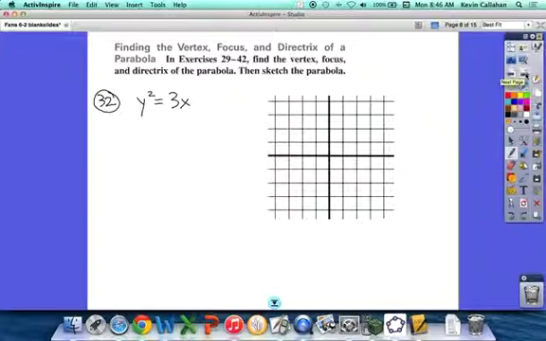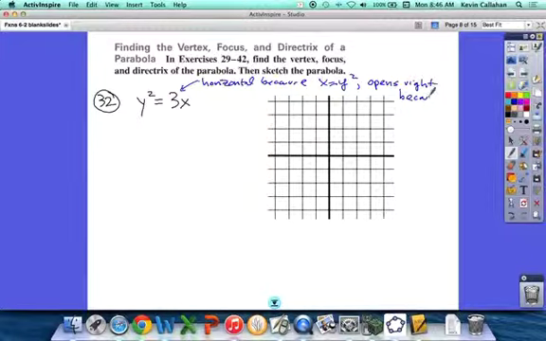So this is horizontal because x equals y squared. Opens right because p is greater than 0.